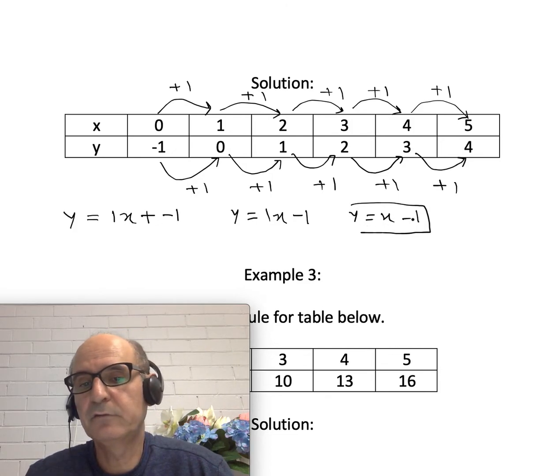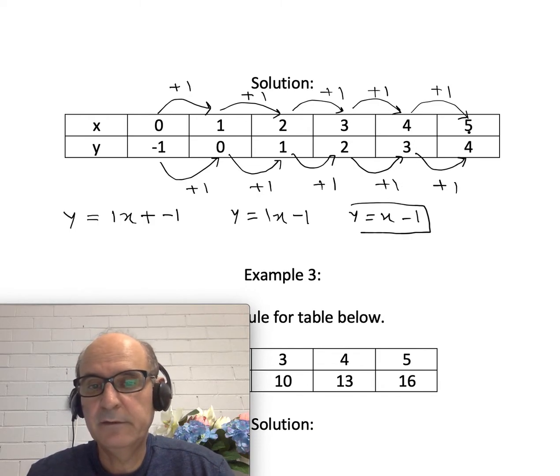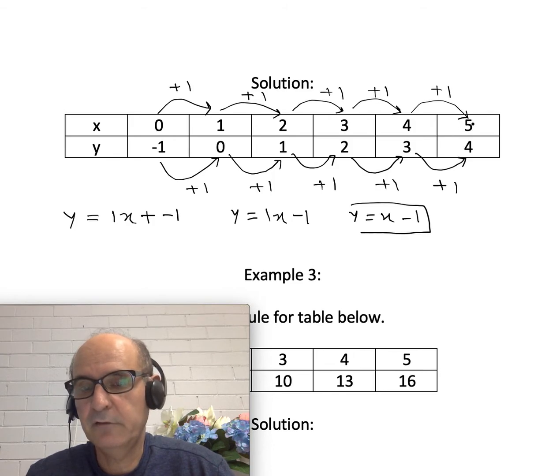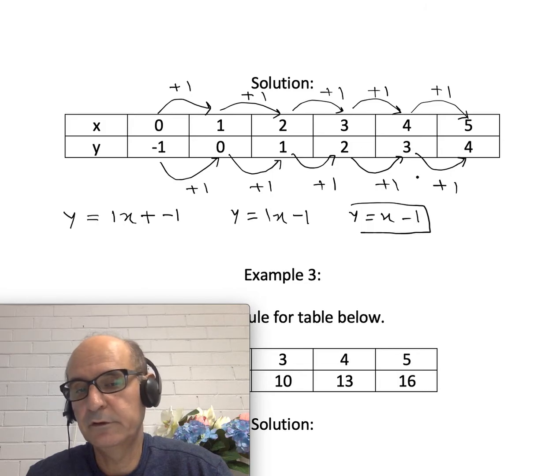Now you can see if it is working or not. For example, x is 4, I should get 3 for y. So I plug into this rule. X is 4, so 4, then -1. 4 minus 1 is 3, so y equals 3, which is the same value that I see here, so it works. And when x is 5, I should get 4 for y. If I put 5 for x here, that becomes 5 minus 1 equals 4. So this rule works.